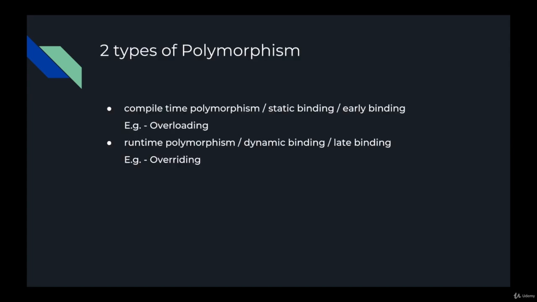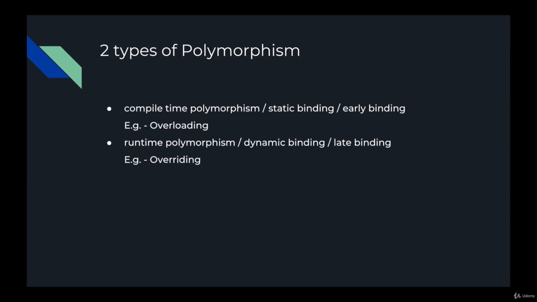There are two types of polymorphism. One is compile time polymorphism, or static binding or early binding, and another one is runtime polymorphism, or dynamic binding or late binding. An example of compile time polymorphism is overloading. We'll be discussing more about what overloading is and what the different types of overloading are, and we will also be writing some programs to demonstrate overloading in our next lecture.